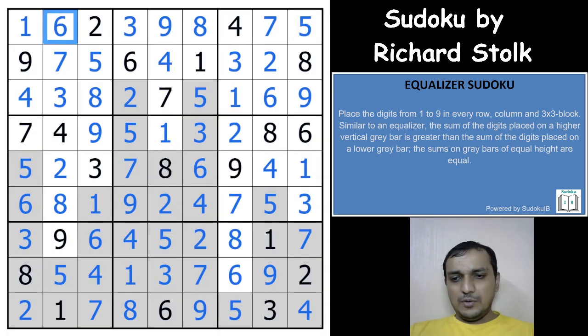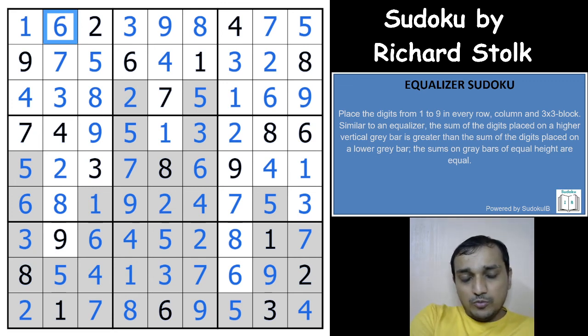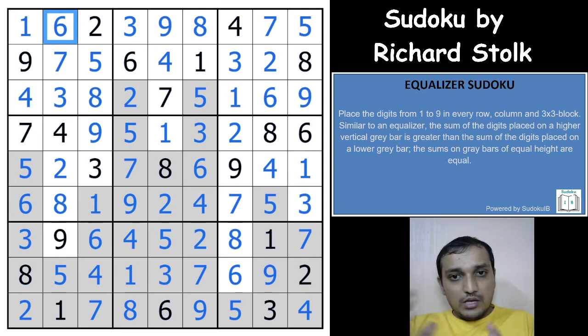And with that we complete this gorgeous excellent Sudoku by Richard Stolk. So I hope you got to know what are the things that you need to keep in mind while solving an equalizer Sudoku, right? Either the short bars or the opposite of the longer bars. That is the most important thing. And secondly is just eliminating the highest or the lowest possible digits from one column to see if that affects the other column. That is the most important thing again in this Sudoku while solving this variant.